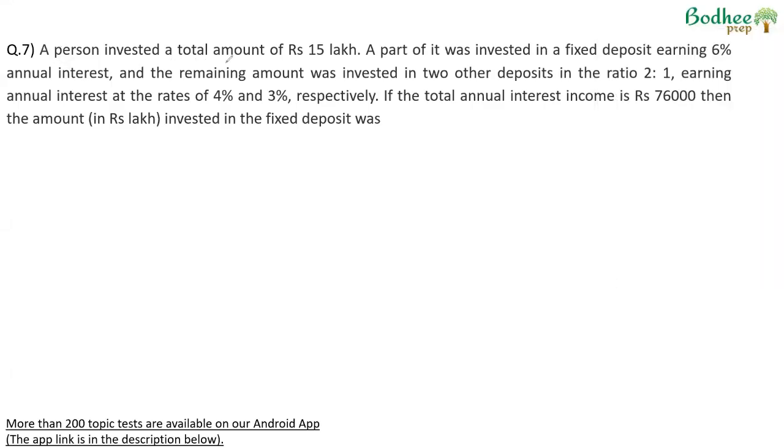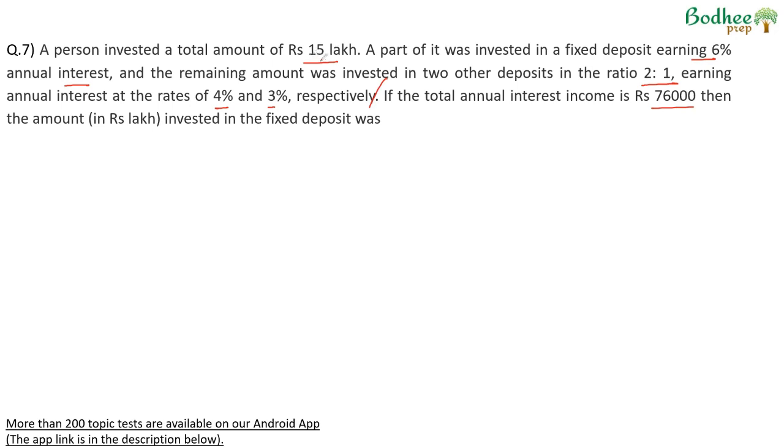A person invested a total amount of rupees 15 lakh. A part of it was invested in fixed deposit at 6% annual interest. The remaining amount was invested in two other deposits in the ratio 2:1, earning annual interest of 4% and 3% respectively. Total annual income is 76,000 interest. Then the amount in lakhs invested in fixed deposit is?